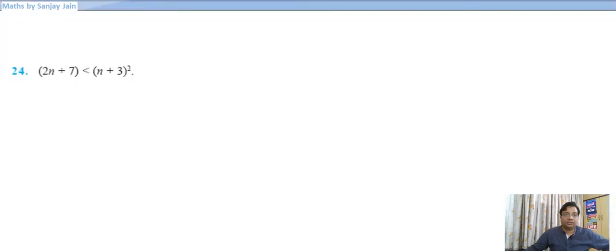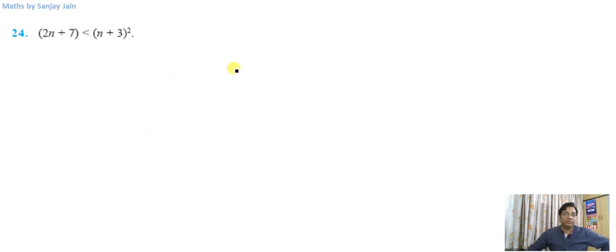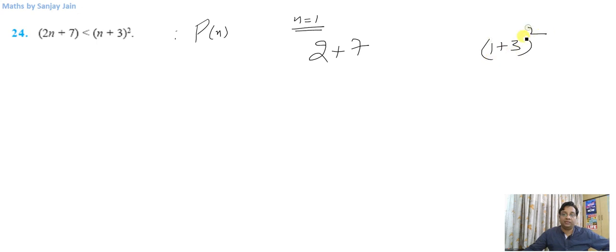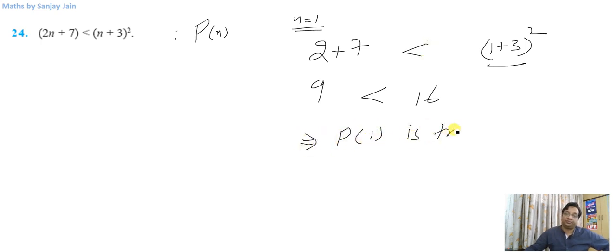Now this is another question based on an inequality. So let this inequality be p of n. Let us check it for n equal to 1. So 2 into 1 plus 7 will be 2 plus 7, and n plus 3 squared will be 1 plus 3 squared. This is 9, this is 16. So yes, 9 is lesser than 16, hence I can say p of 1 is true.